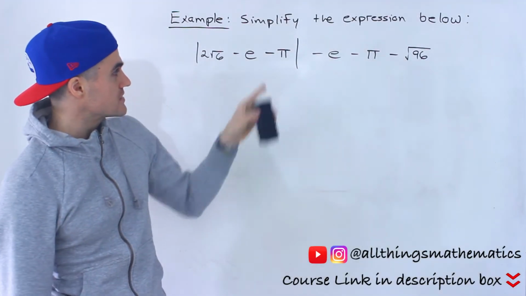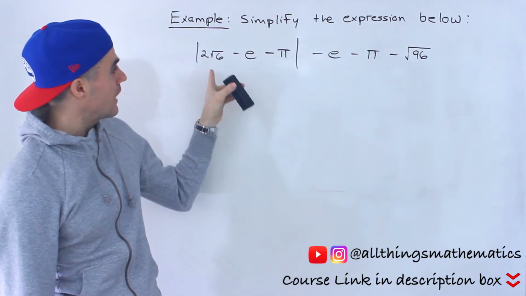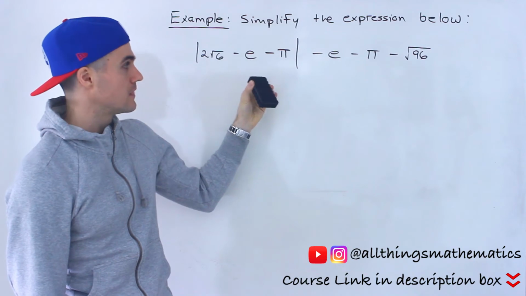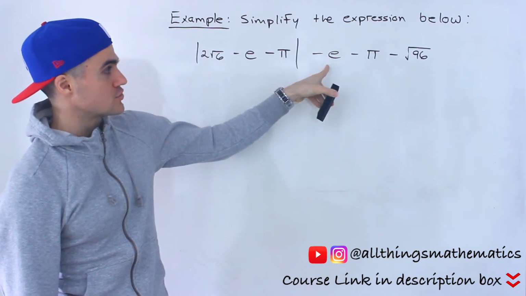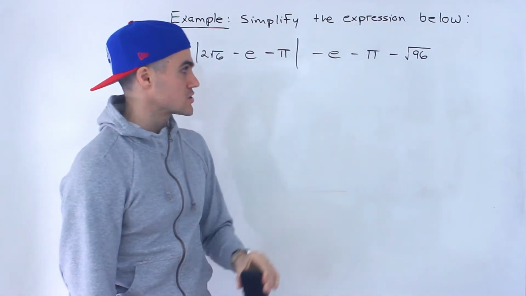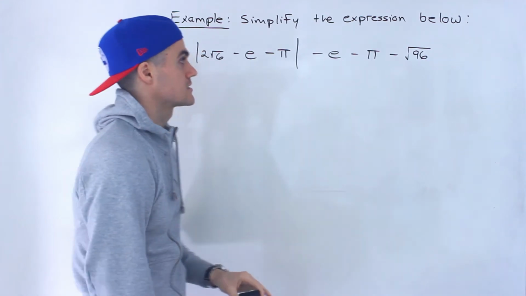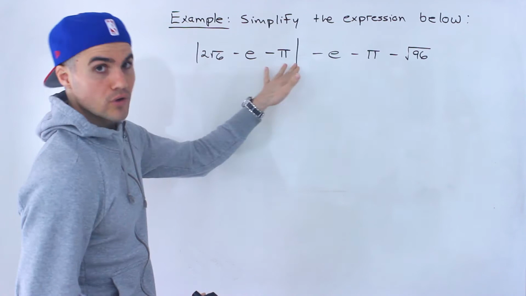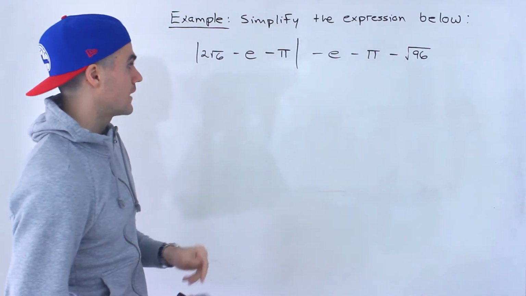We have to simplify this expression here. So we got the absolute value of 2 root 6 minus Euler's number e minus pi, minus Euler's number e minus pi minus the square root of 96. With something like this, the first thing we want to do is get rid of any absolute values.